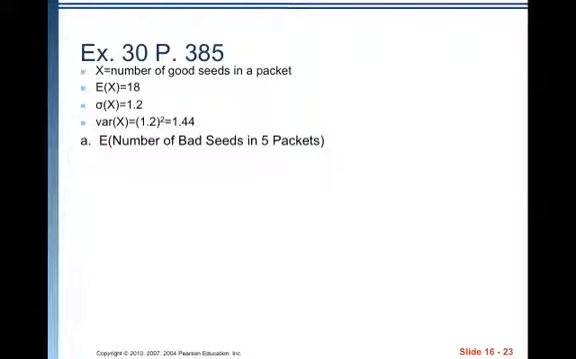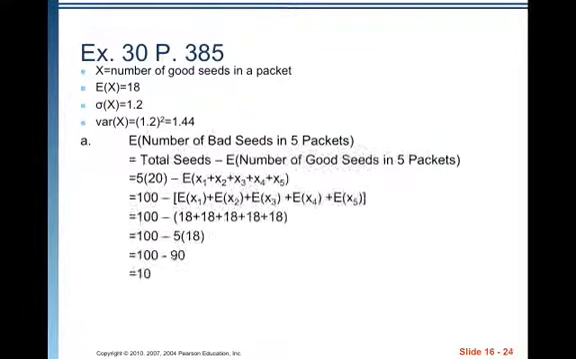For part A, it says how many bad seeds do you expect? So we need the expected number of bad seeds in 5 packets. So it's going to be the total seeds minus the expected number of good seeds in 5 packets. Okay, what we know about is good seeds, so we can figure out how many good seeds we expect, and then we'll subtract that from the total number of seeds. Each packet has 20 seeds in them, so 5 times 20 is 100, and we want to subtract the expected value of x1 plus x2 plus x3 plus x4 plus x5.